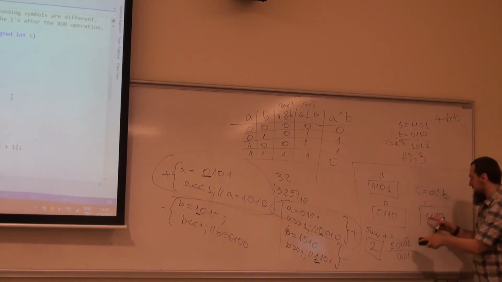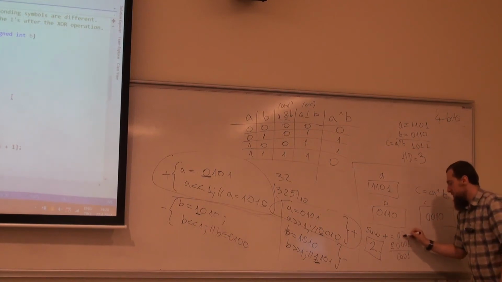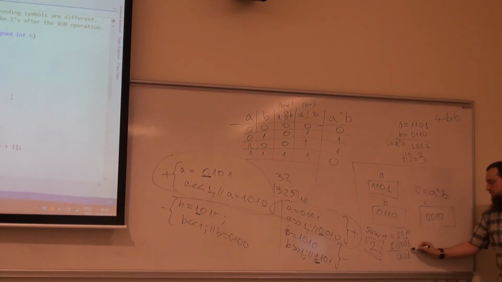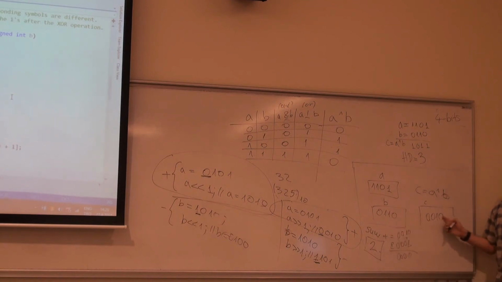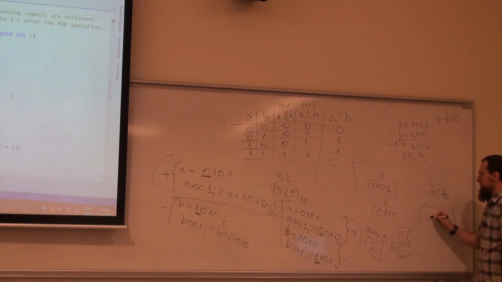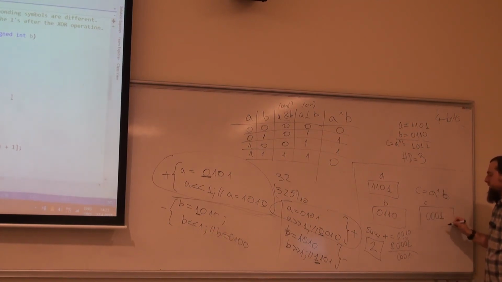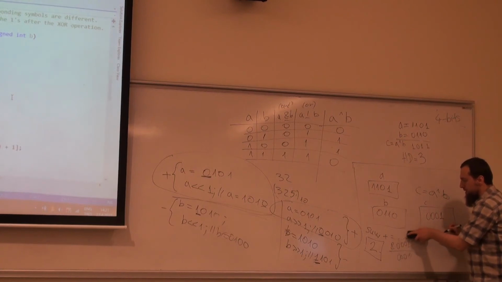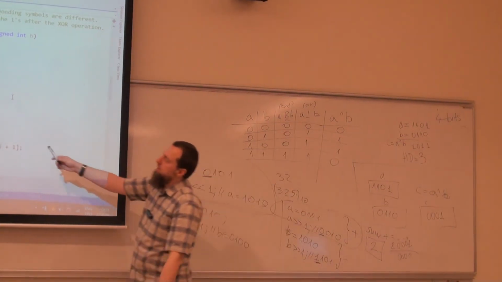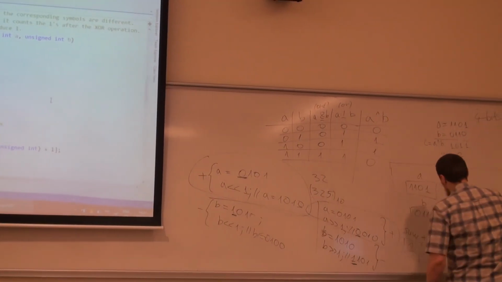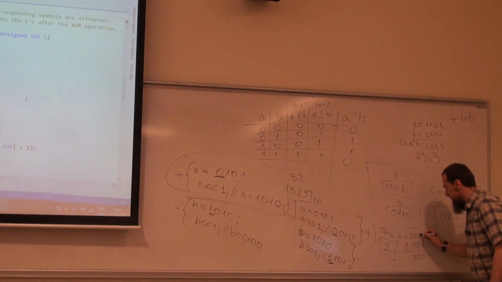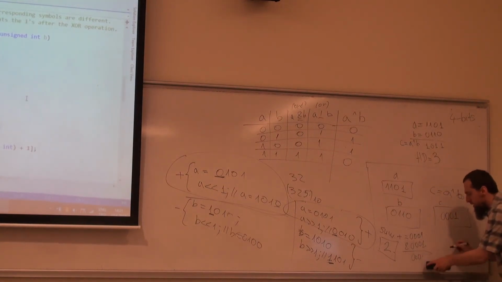Okay, so C is now 0, 0, 1, 0. Bitwise AND with 0, 0, 0, 1 is 0. Okay, so I'm adding 0 to 2, which is again 2. I shift it again, 0, 0, 1. So I have here at this part for C 0, 0, 1 and 1, 0, 0, 0, 1 and 1, which is 1.